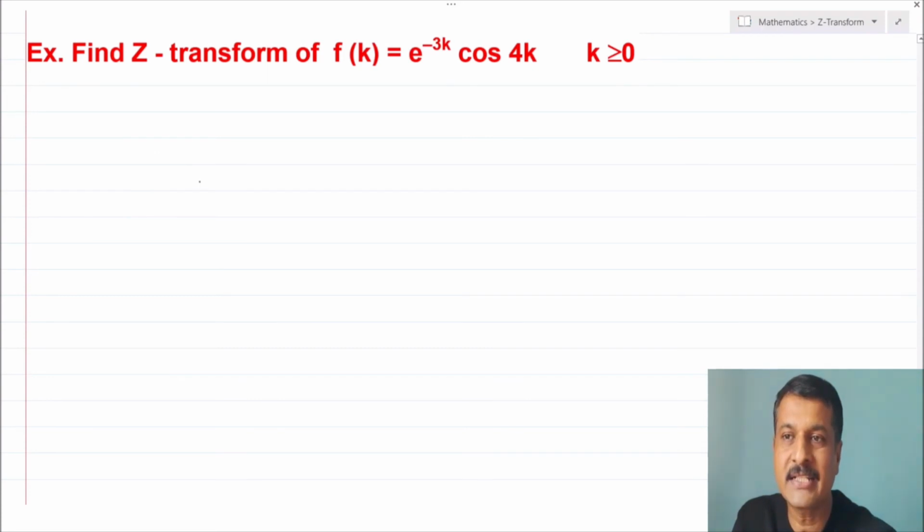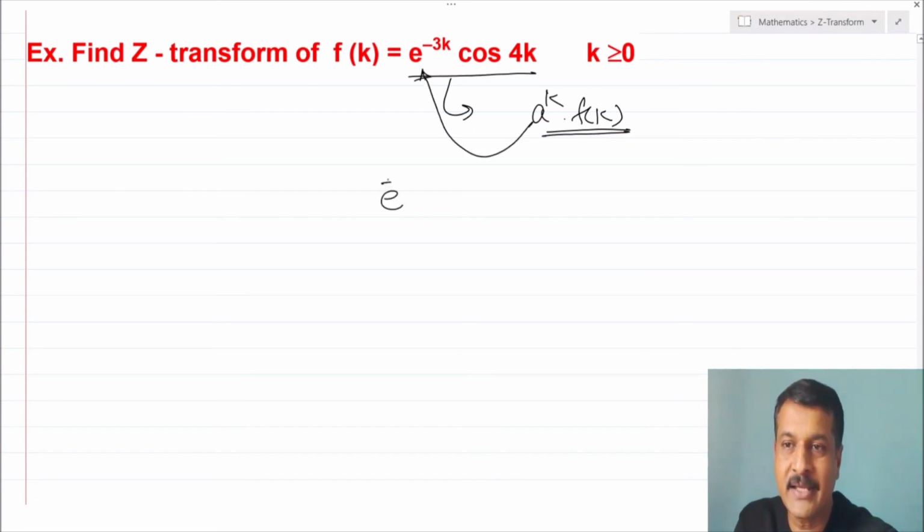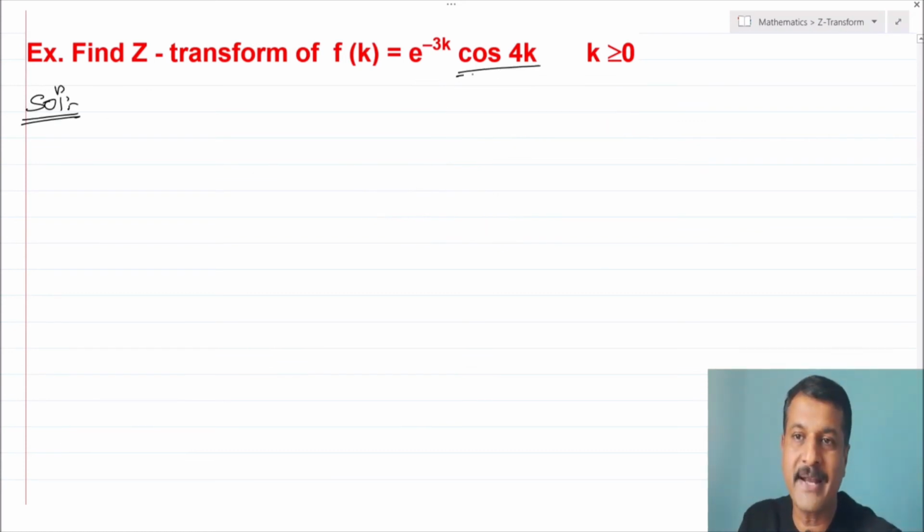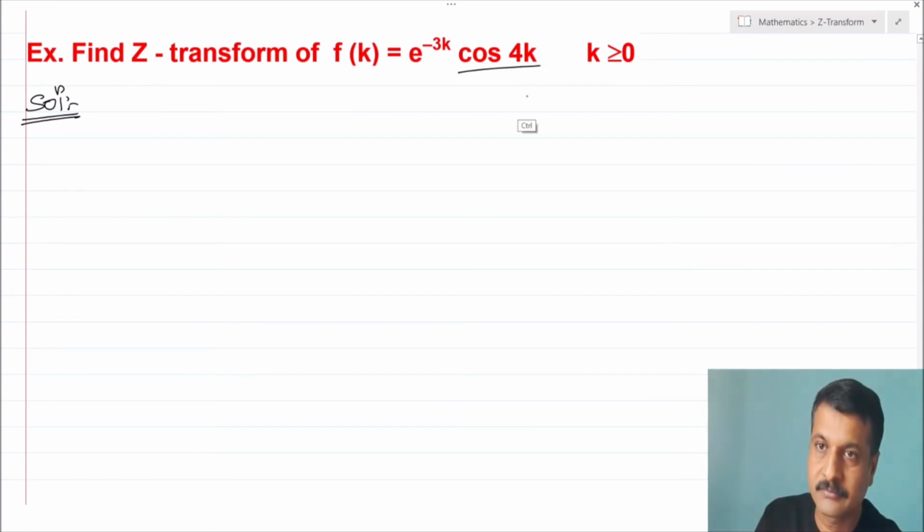Find z transform of f of k equal to e raised to minus 3k cos of alpha k, where k is greater than or equal to 0. So if we see the properties, multiply by a raised to k into f of k, we can use here. So what is the a raised to k? If we see there, it is e raised to minus 3 raised to k. It means that a equal to e raised to minus 3.